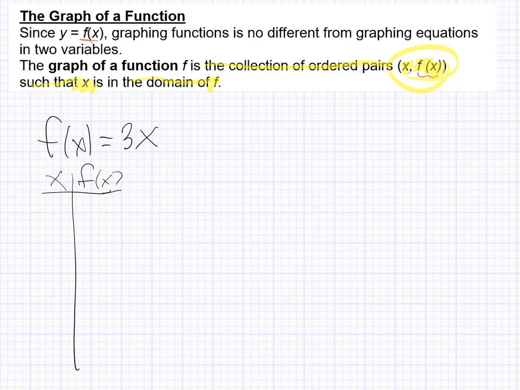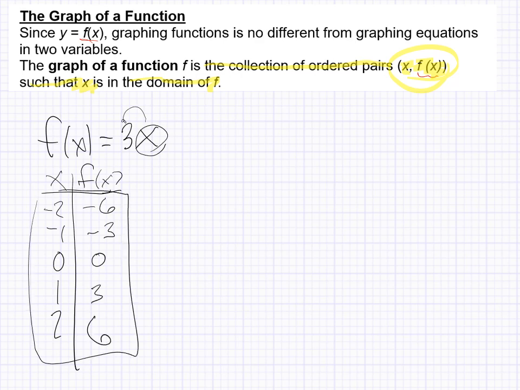if we found a collection of them, let's say a couple negatives, 0, a couple positives, and find the f of x that correspond to those. So if I plug -2 into this function here, I multiply it by 3, and that would give me my f of x, in this case -6, in this case -3, in this case 0, then 3, then 6. These would be just a collection of a couple of x, f of x ordered pairs that we could use to graph this function.